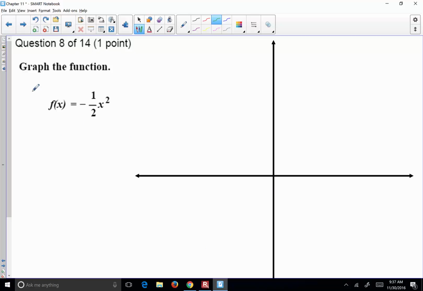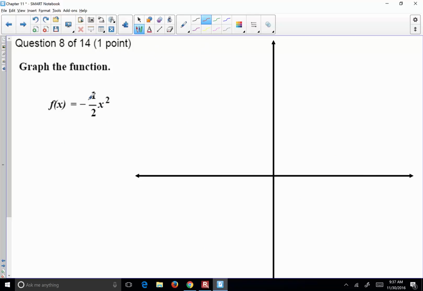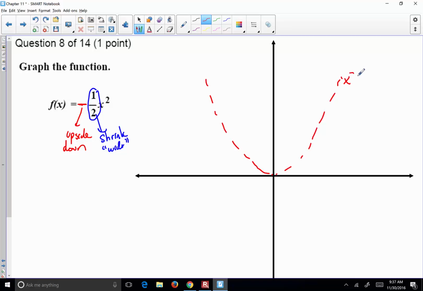Alright. Is it similar to 6? No, this is 1 over 4. This is 1 over 2. And don't miss this, minus sign. So this is upside down. What does it do? Yeah, it's going to make it shrink or wider. Let's put down the original so we can refer to this. This is original x squared. Just put a wider upside down picture like that so I can compare them.